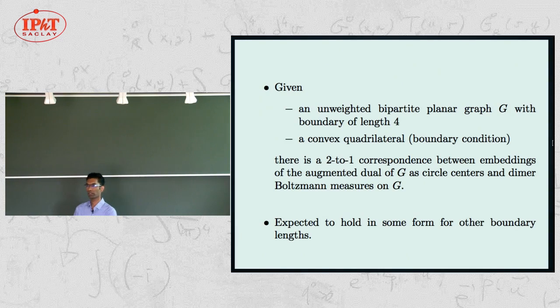Yes? Is there an easy way to understand why it's 2-to-1 and not like 7-to-1? Well, the way we prove this somehow is that we start with the simplest graph with boundary length 4, it's just a 4 cycle, and then we grow any graph, our favorite graph with boundary length 4, by performing some local moves for both dimer graphs and circle patterns. And when you solve for the base case, the 4 cycle, then you just have a quadratic equation, so you have 2 solutions somehow.